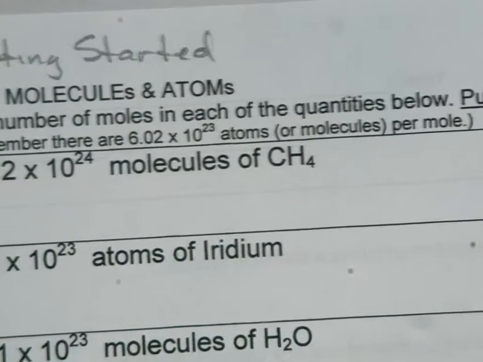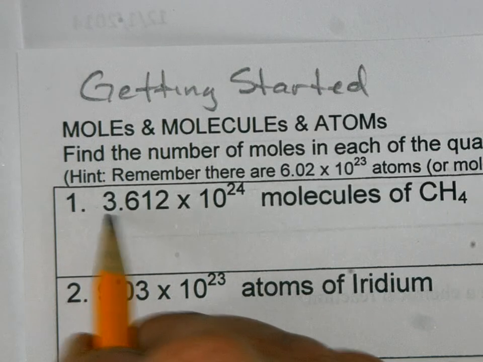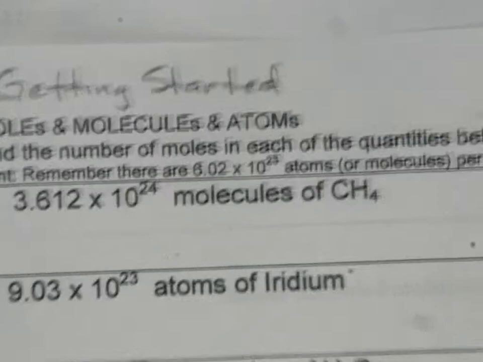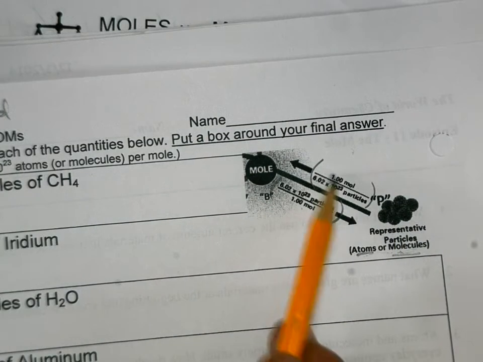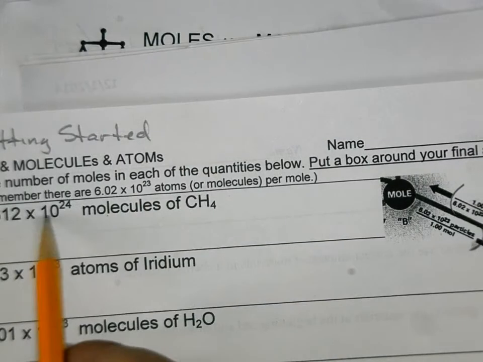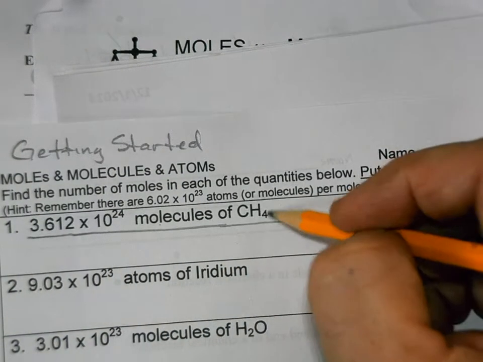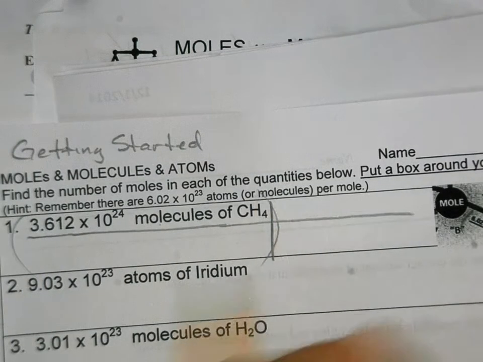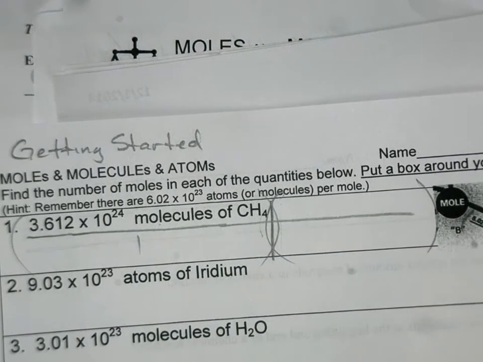So, the first problem we're given is 3.612 times 10 to the 24 molecules of CH4. That's methane. Since we're going molecules to moles, we're going to divide by Avogadro's number. I'm going to use this as the given and set up a one-step conversion factor. I'm using this format here. You could just as easily put your brackets like this, but it's quicker and easier to just draw a line when we do a lot of conversions.